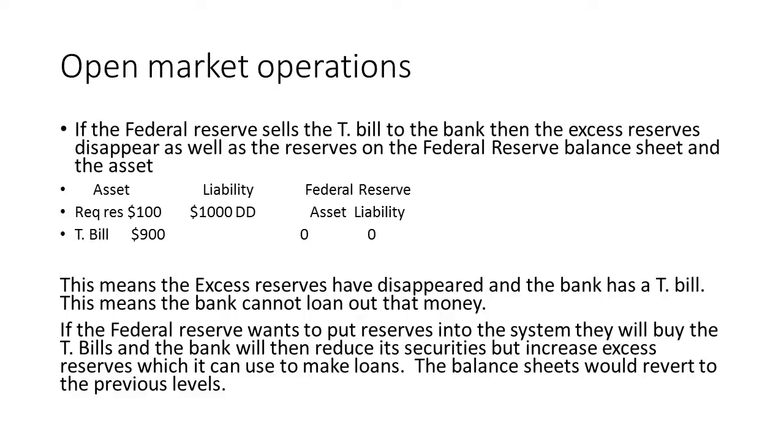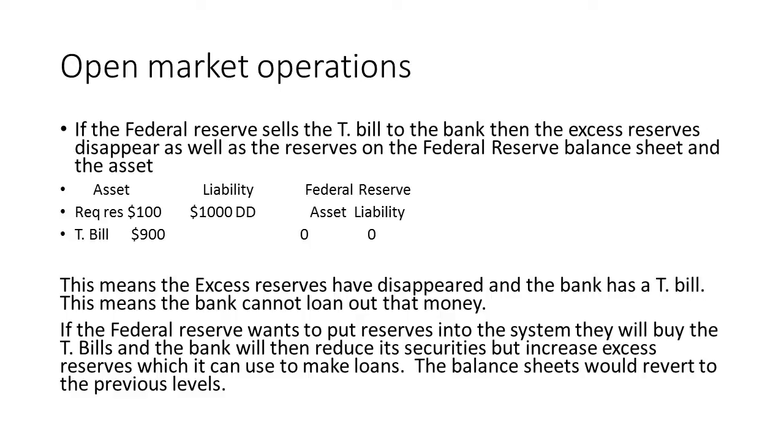This means the excess reserves disappeared, and the bank has a treasury bill. This means the bank cannot loan out that money. Now, by the way, when that money goes to the Federal Reserve, it doesn't automatically mean it's going to go to another bank. It just kind of disappears into the system.